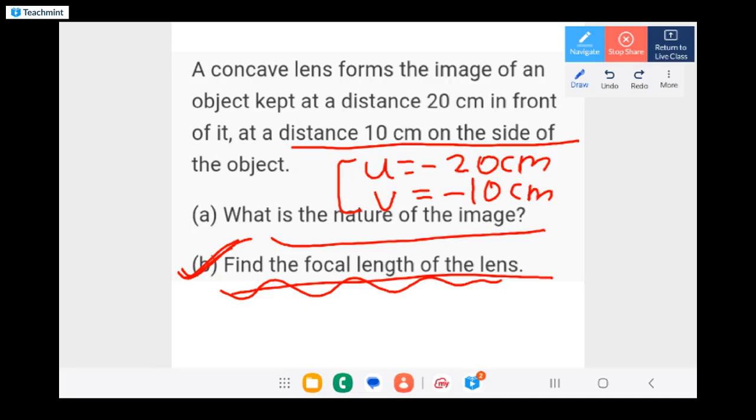Focal length will be minus 20. The focal length is minus 20, right? Okay, yes. What is the nature of the image?